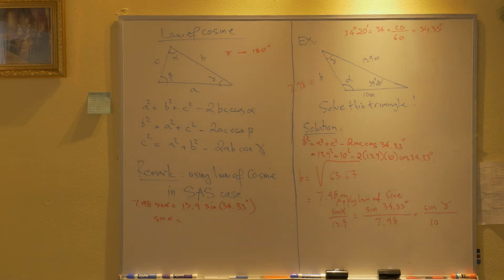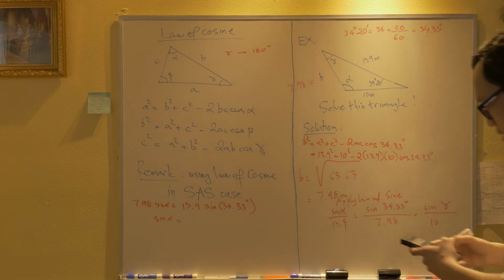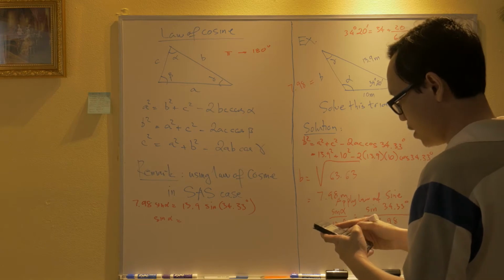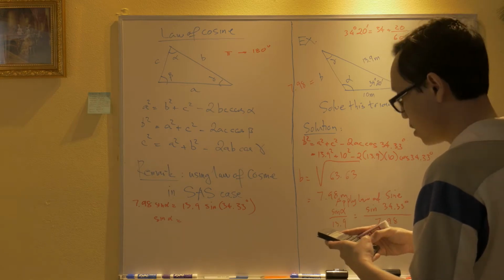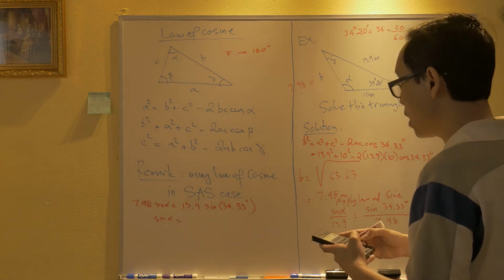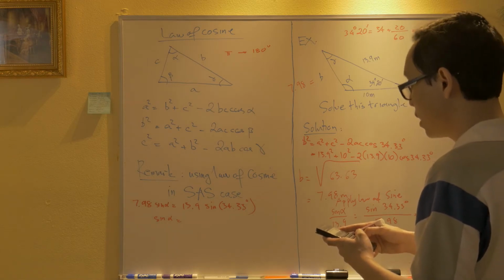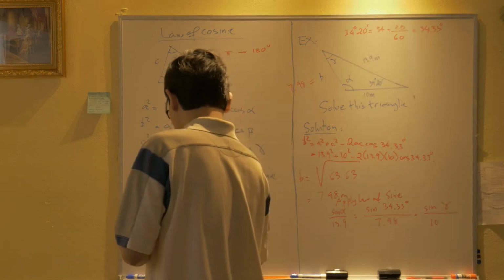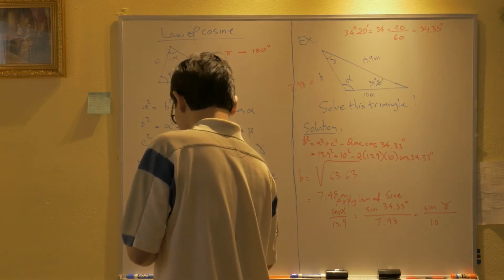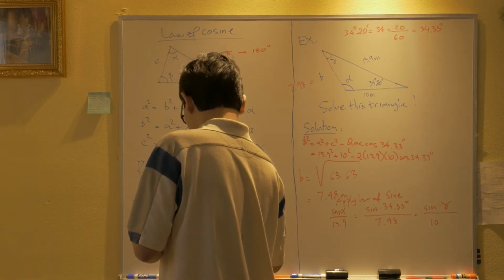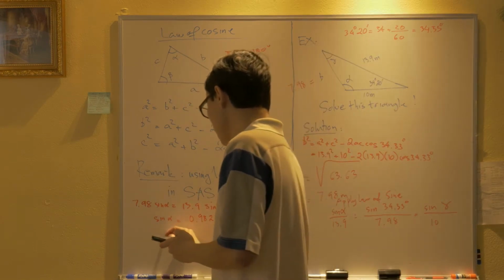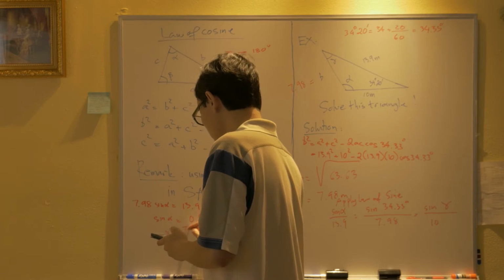Let's check one more time. Sine of 34.33 times 13.9 divided by 7.98 gives you 0.9823. You take the inverse sine of this, which gives you alpha is 79.2 degrees.